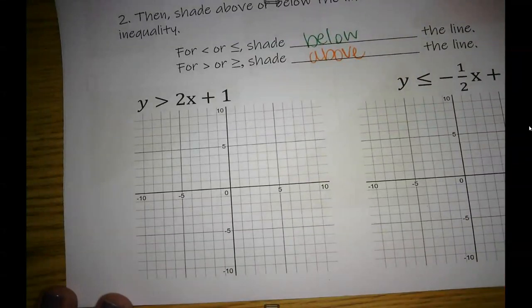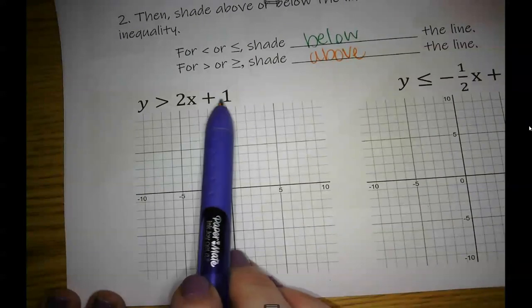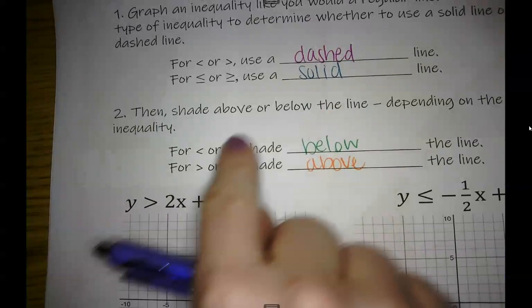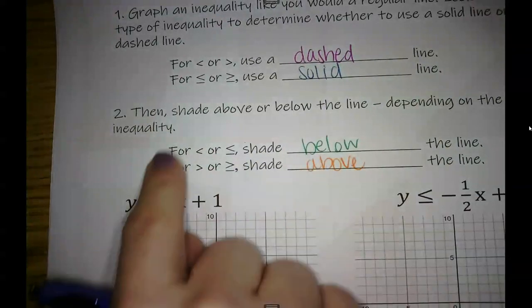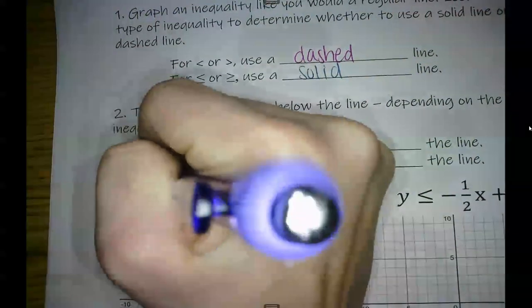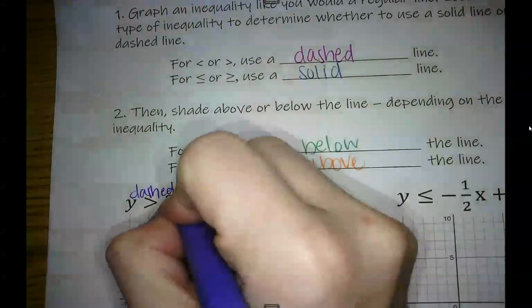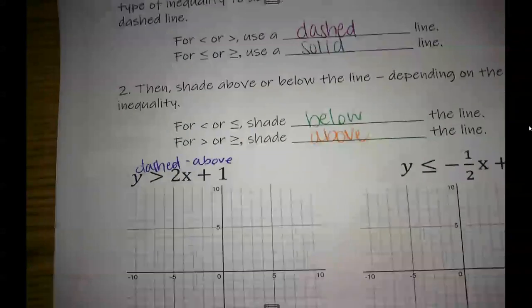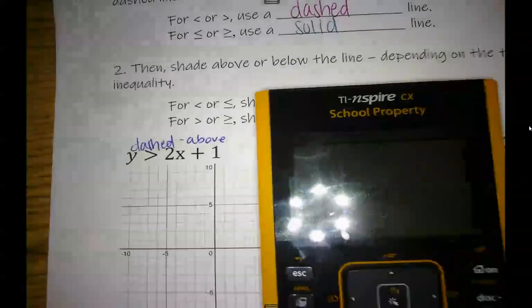Let's look at this example. We've got y is greater than 2x plus 1. So right off the bat, I'm going to see, do I have a dashed line or a solid line? There, it's just greater than, so I'm going to do a dashed line. And it is greater than, so I know that I'm going to shade above. To make this easy on myself, I'm going to go to my calculator graph.